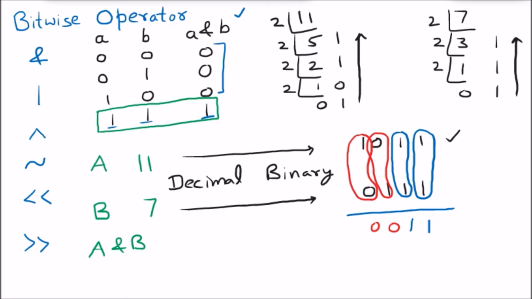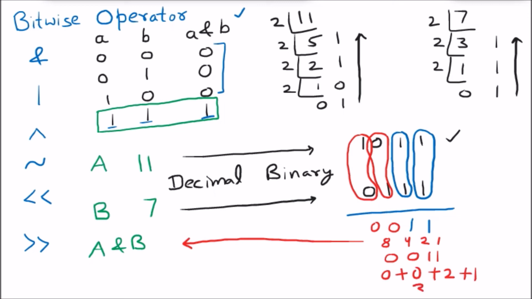But we again want the answer in the form where we started. So we will come back and give the answer to the user in the decimal form. And to convert that, we will first of all take the same number 0 0 1 1 and write 2 to the power 0, to the power 1, to the power 2, to the power 3. So 1 2 4 8 we will learn. 8 into 0 is 0, plus 4 into 0 is 0, plus 2 plus 1. So that is 3. So whatever the answer on the user screen will be 3.